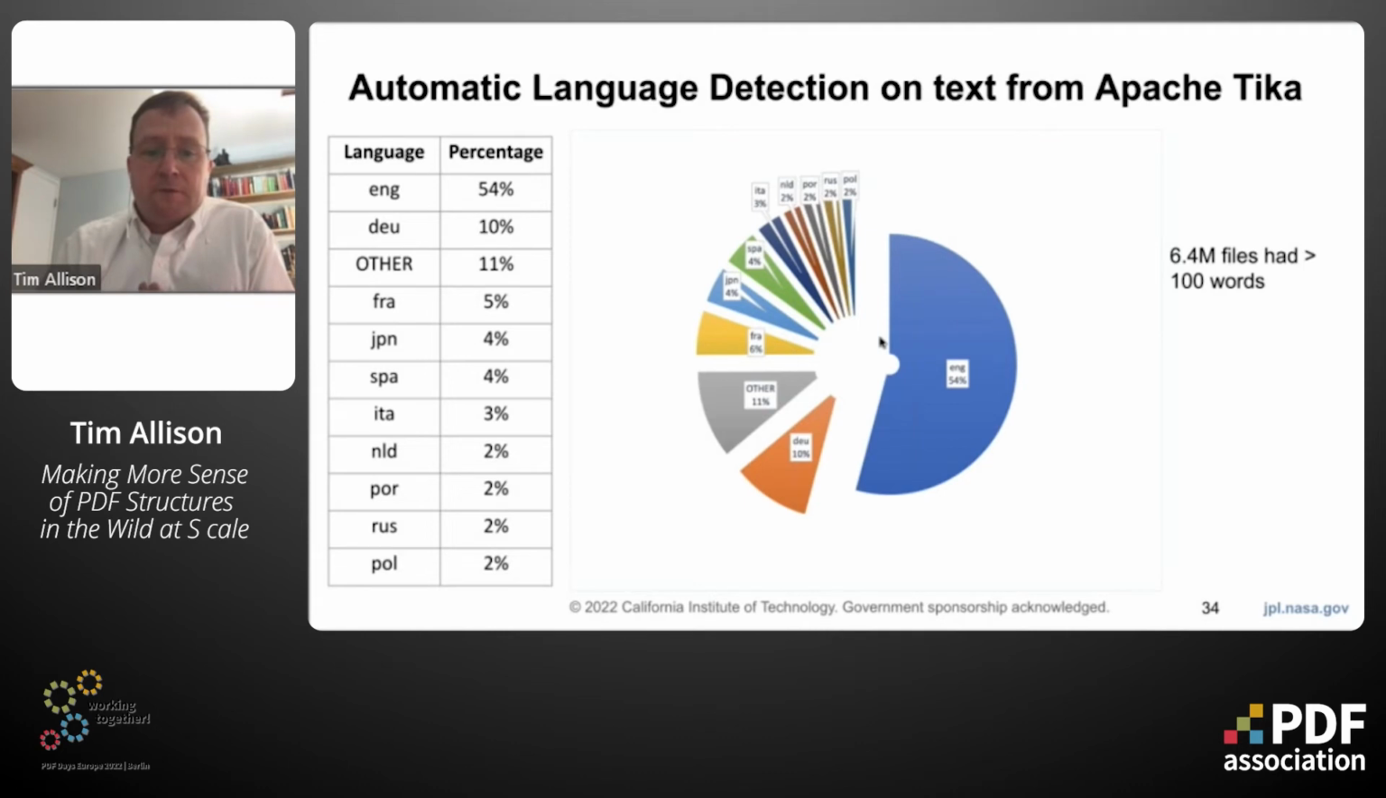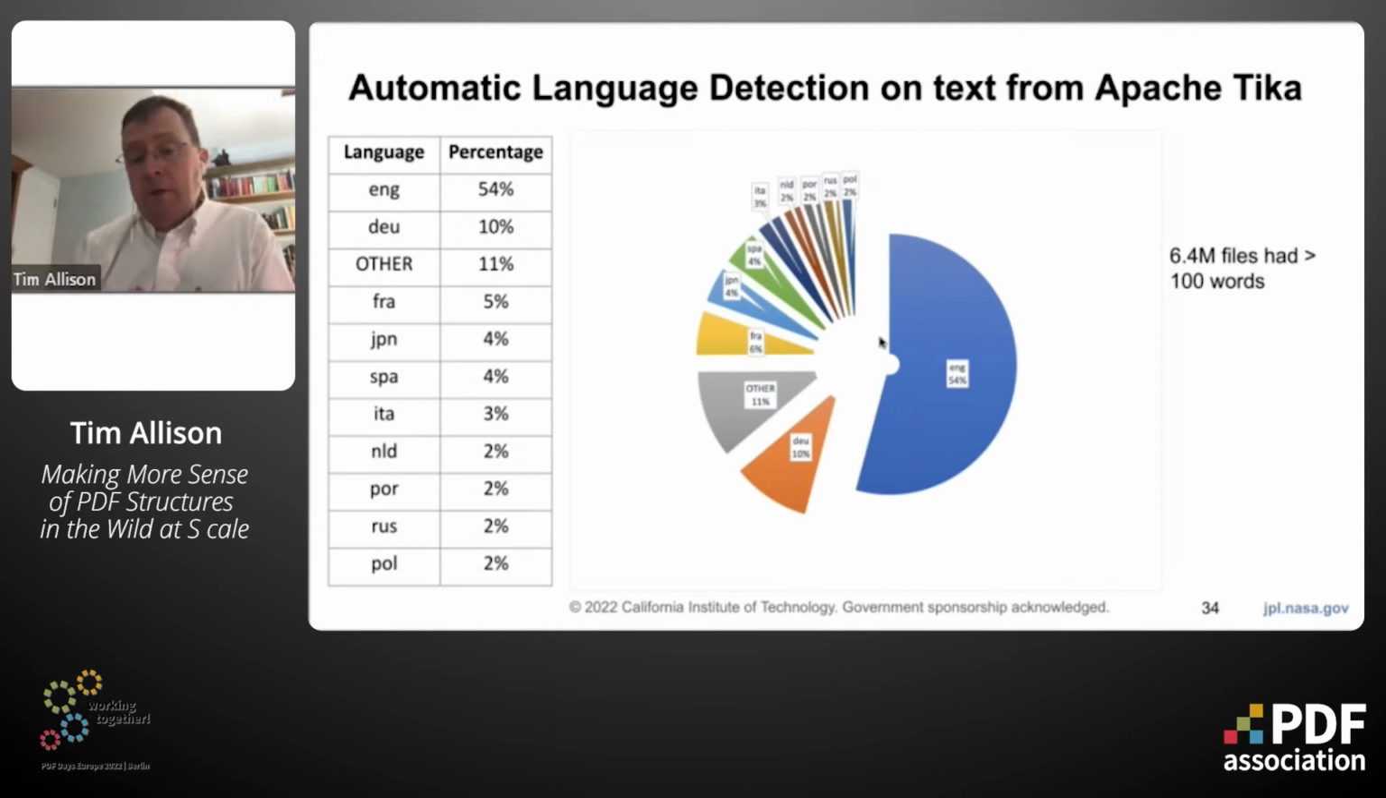So this is a fun look at the languages as detected from the text that was extracted from those. Obviously, this doesn't cover image-only PDFs. I did not run OCR on these files. And this is paying no attention whatsoever to the language tags embedded within the PDFs.